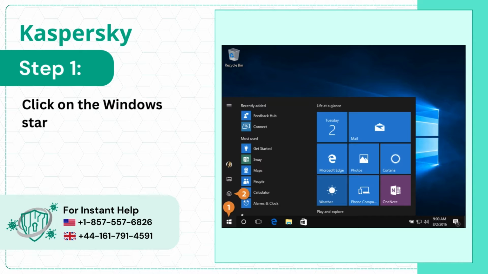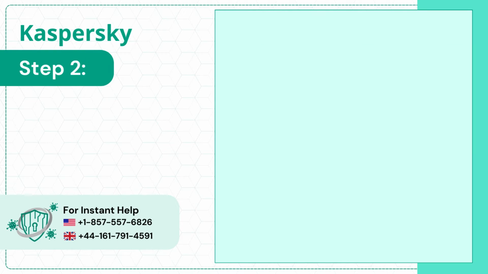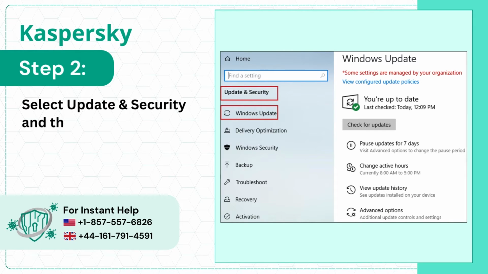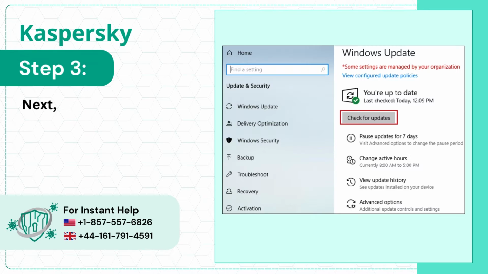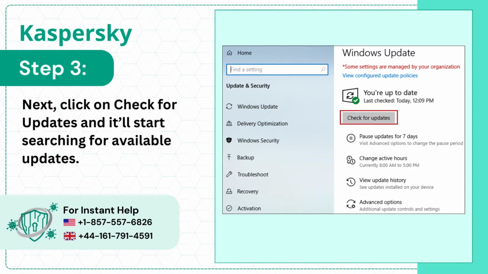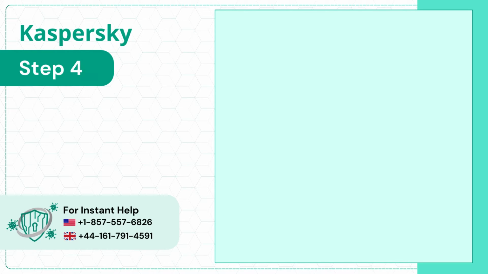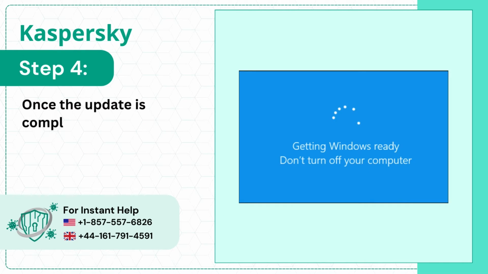Step 1. Click on the Windows Start button and select Settings. Step 2. Select Update and Security and then Windows Update. Step 3. Next click on Check for Updates and it'll start searching for available updates. Step 4. Once the update is complete, restart the system.